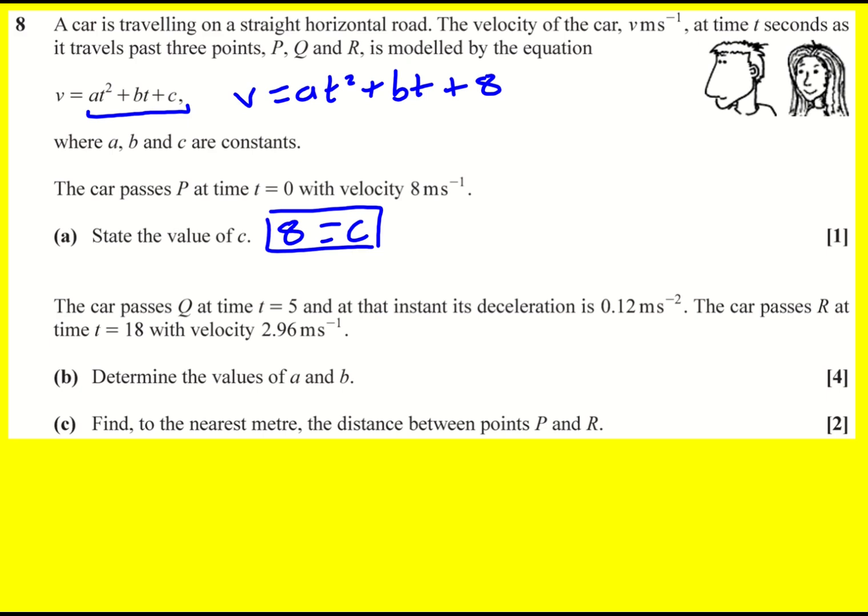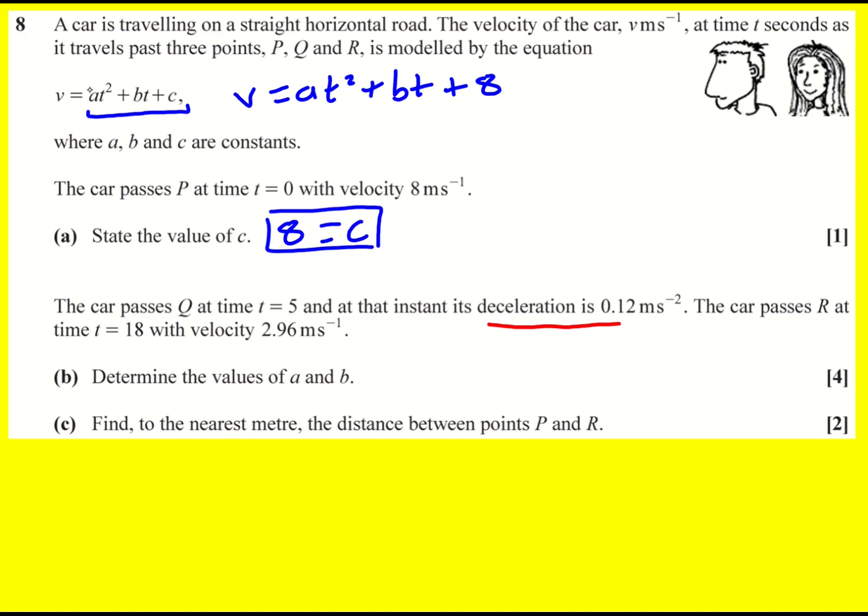Right, we're now told that the car passes Q at time t equals 5, and at that instant its deceleration is 0.12 meters per second squared. And it passes R at time t equals 18 with velocity 2.96. Okay, let's get this information down then. So I'm going to go for deceleration to start with. I need to work out what the acceleration is.